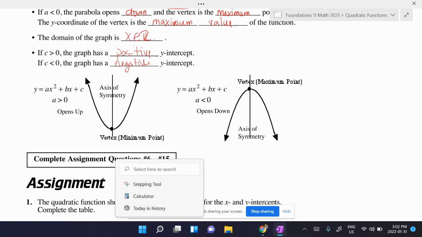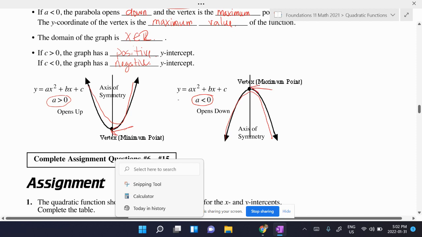And then they've drawn you these lovely little things here. Here, a is greater than 0, so it opens up, like here. A is less than 0, then it opens down. The vertex is your minimum point. The vertex is your maximum point. And your axis of symmetry goes through your vertex.